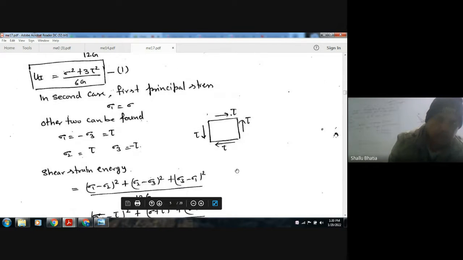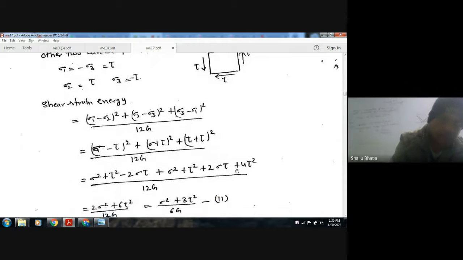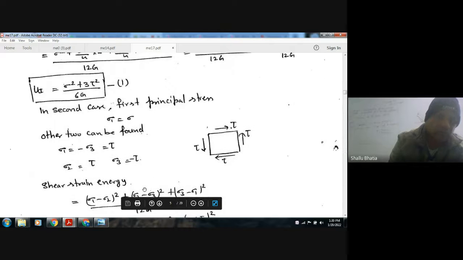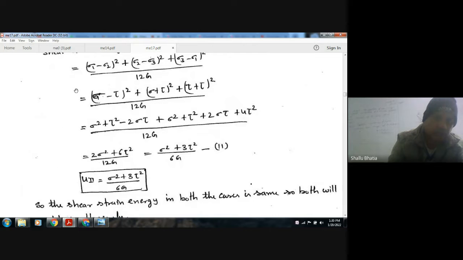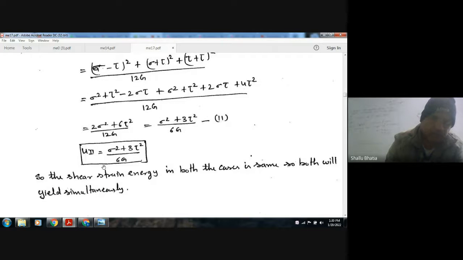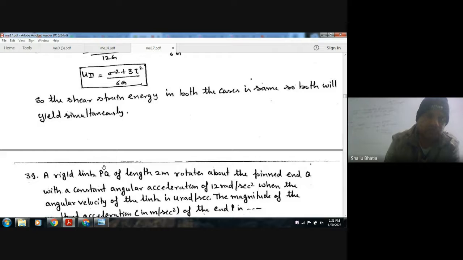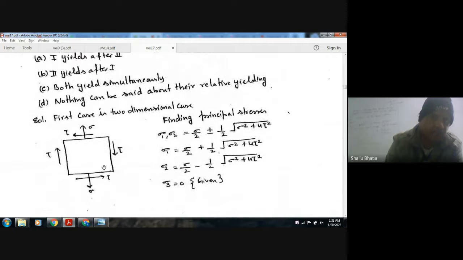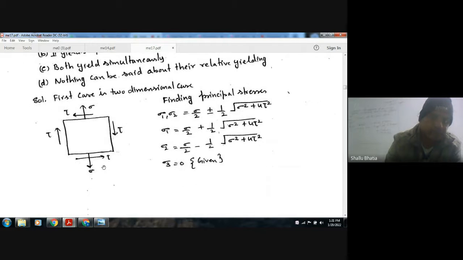So from this we can find out shear strain energy, putting the value of sigma 1 as sigma, sigma 2 as tau and sigma 3 as minus tau. Solving this we get sigma square plus 3 tau square divided by 3. This is your U1 and this is your U2. The value is the same, so the shear strain energy in both cases is the same. So the answer is C.